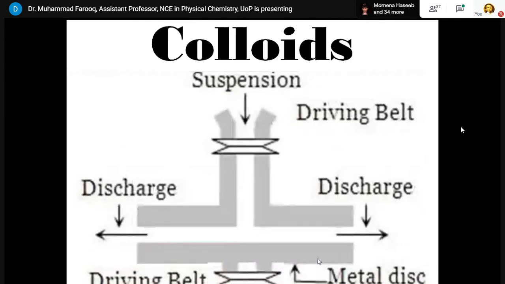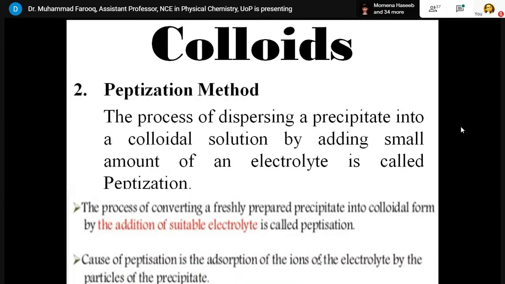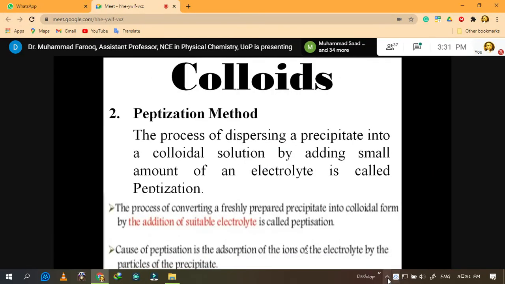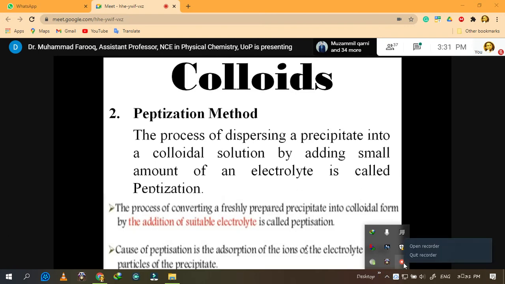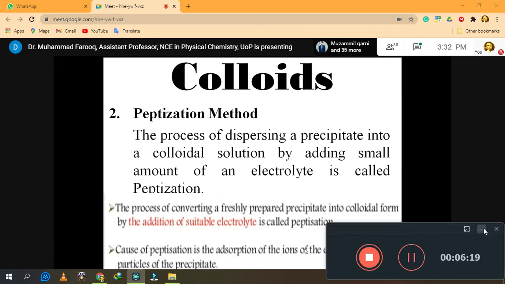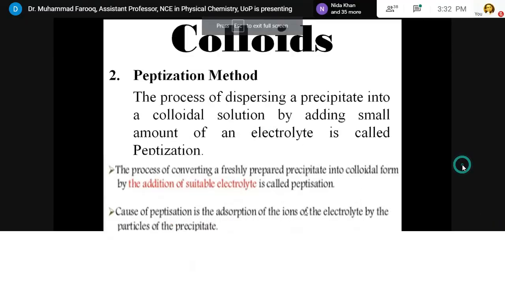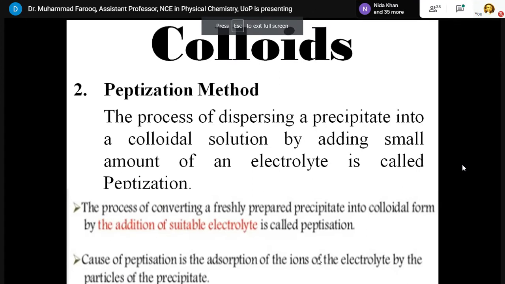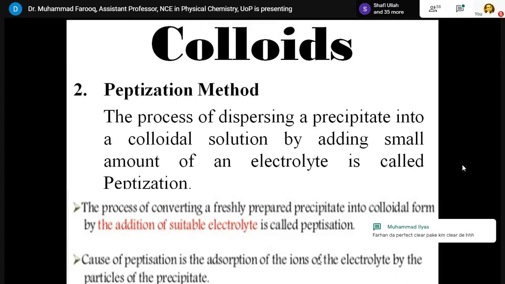Okay. So the second one is the peptization method. What is peptization? The process of dispersing a precipitate of a substance into a colloidal solution by adding a small amount of an electrolyte is called peptization. If we have a precipitate and we put some electrolyte in it, the size of the particles will automatically change into colloidal. So this method is called the peptization reaction.